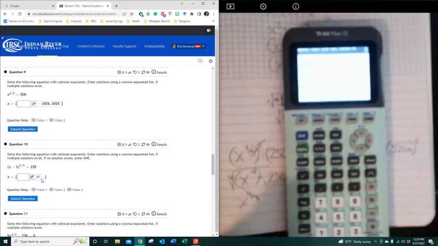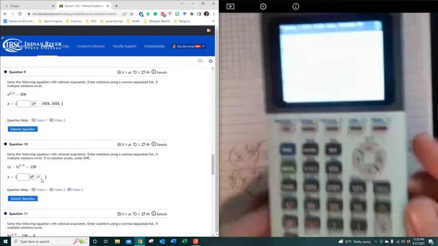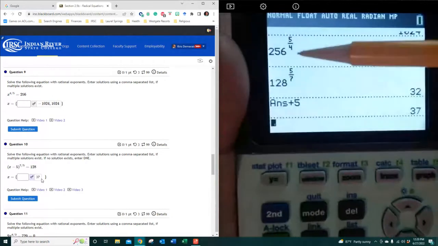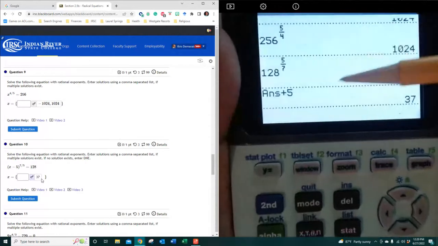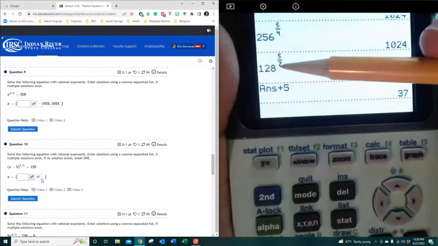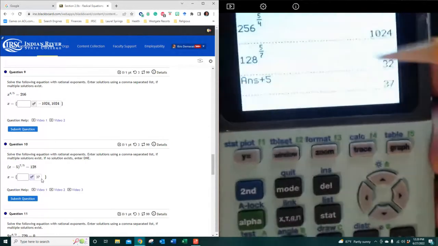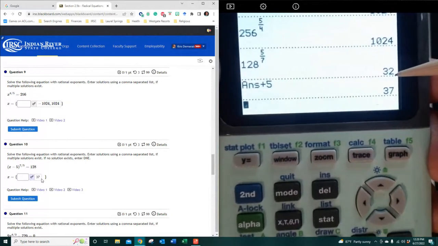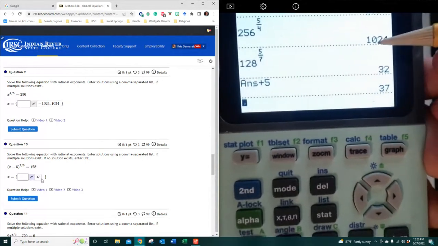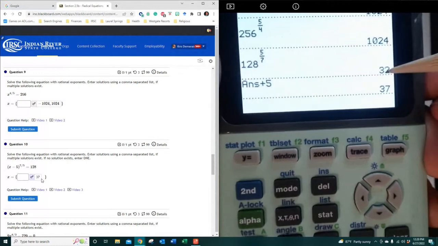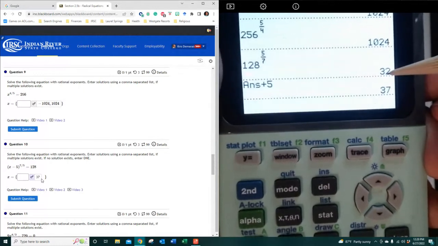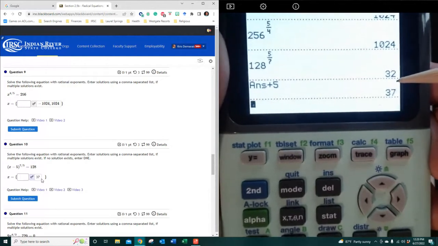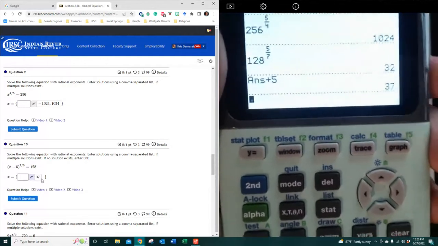Now, I just want to point out, see how the index for this one was even for the denominator? This one was odd for the denominator. Notice how the answer does not have a plus or minus any value there. Only when it's even do you put a plus or minus. When it's odd, you put just a standard answer. You don't have to put the plus or minus. So it's just the positive value.